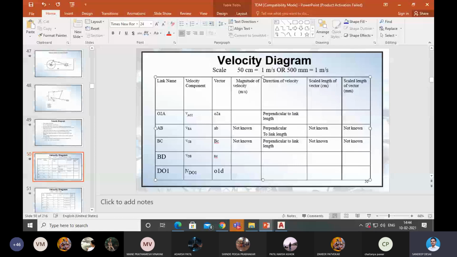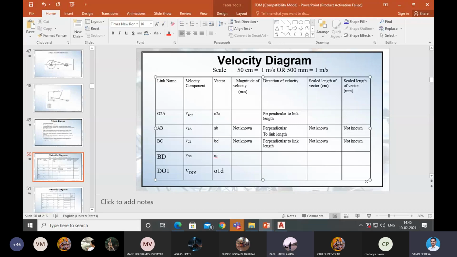Sorry, velocity of O2 with respect to A, you cannot write. Velocity of O1 with respect to D, you cannot write. Right? And as far as velocity of B with respect to A or A with respect to B, both are possible because both the points are moving. Velocity of D with respect to B or velocity of B with respect to D, both are possible. Velocity of C with respect to B or velocity of B with respect to C, both are possible. Okay. Got the point? Yes, sir.